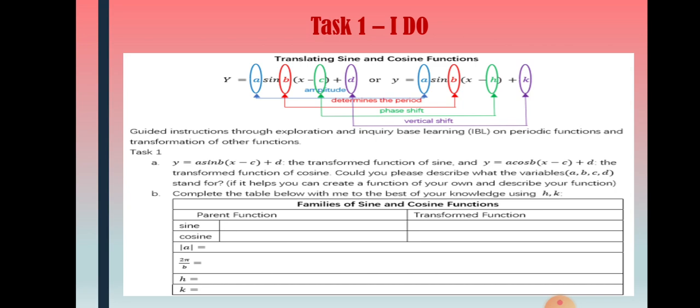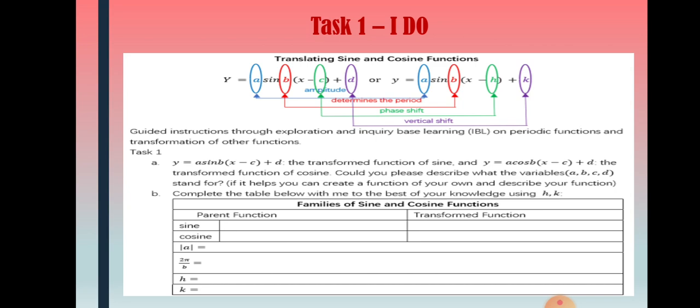So right now, instead of C and D, we're going to use H and K. But if we need to fill out this table, we need to make sure what are the parent functions of sine and cosine and what are the transformed functions of sine and cosine.